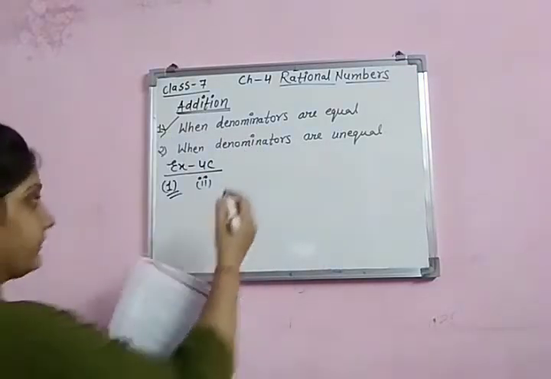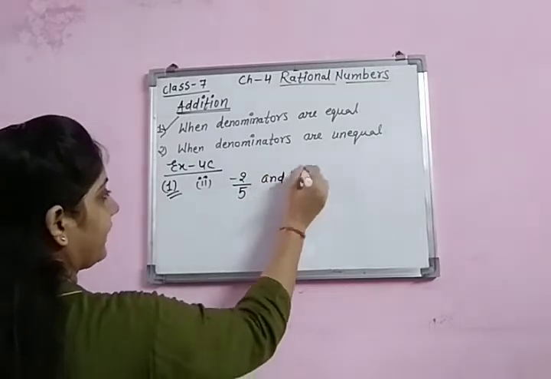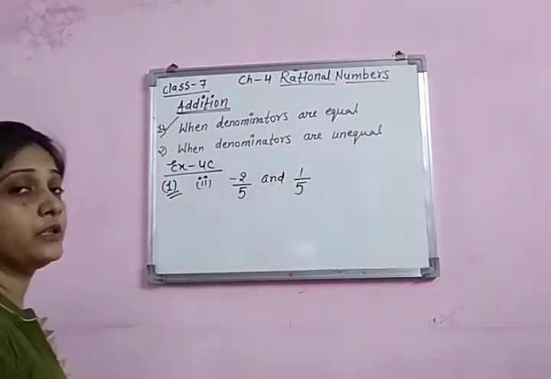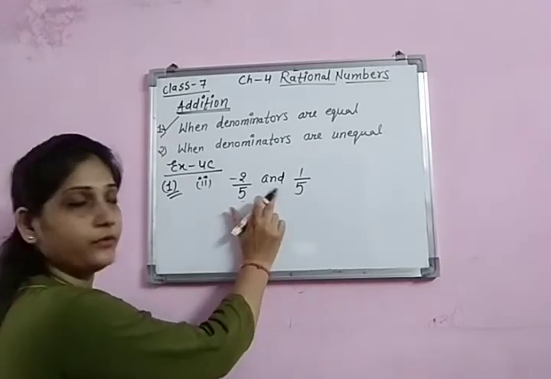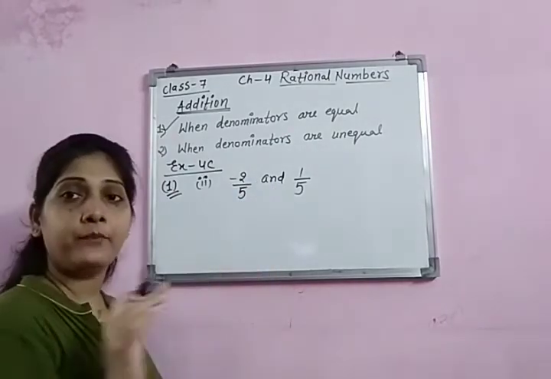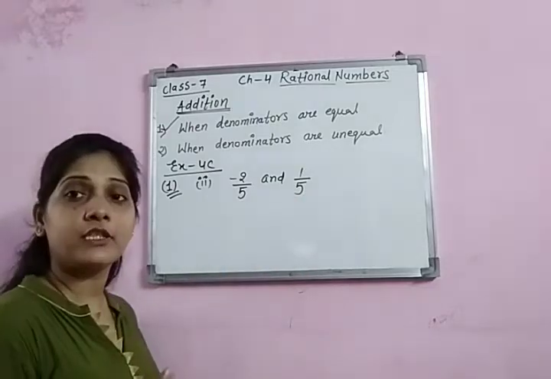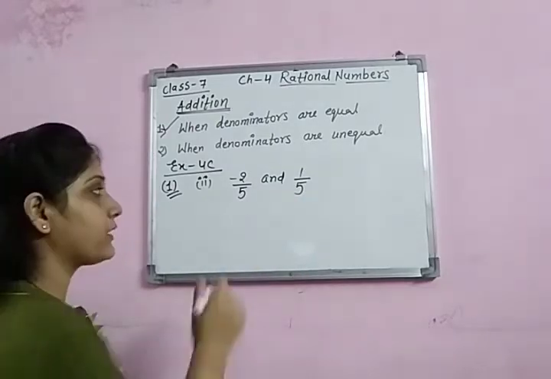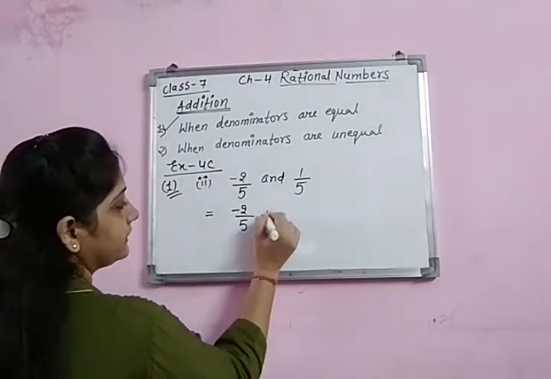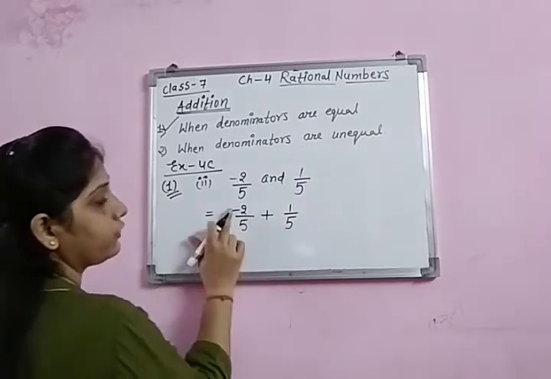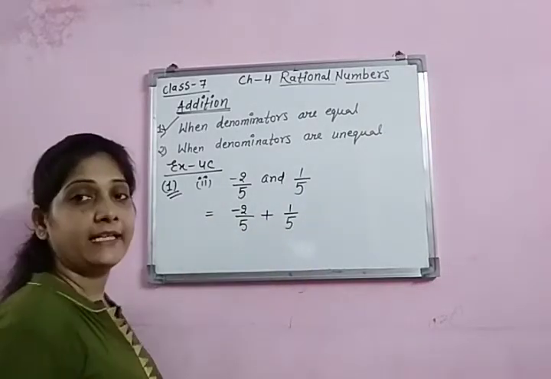So let's see. It is negative 2 by 5 and 1 by 5. What are we doing? Addition. So first step, we have to replace this 'and' by a positive sign. And let's see whether the denominators are positive or not. Here the denominators are positive, so no need to change. We have to write just like that. We are going to add negative 2 by 5 and 1 by 5 with an addition sign.